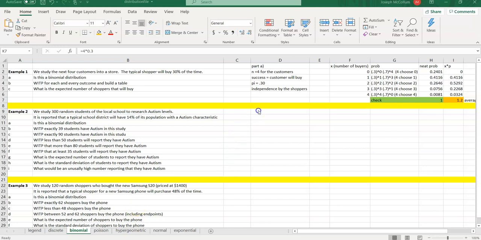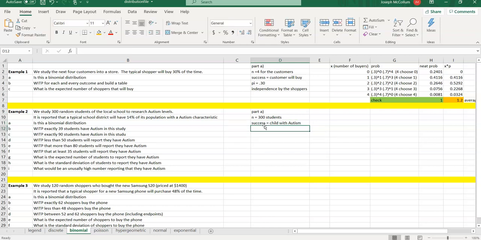Okay, first and foremost, it's got to be binomial for me to attack it with a binomial distribution. So how do we check that out? Well, first, we have to have n. And yes, we are going to look at 300 students. We need to know a success. Well, success in this case is a child with autism or autistic characteristics.